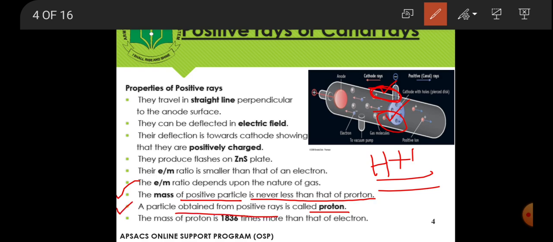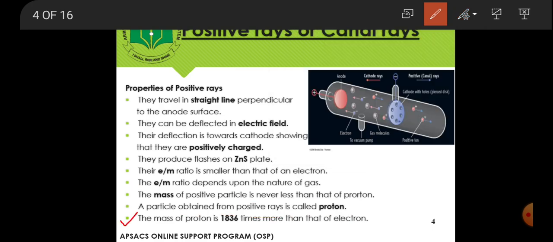The particle obtained from the positive rays is called proton. And students, last point, we have calculated the mass of proton in our previous lecture, and after the calculations we have seen that the mass of proton is 1833 times, or to be exact, 1836 times more than that of electron. We have calculated the mass of proton in our previous slides.